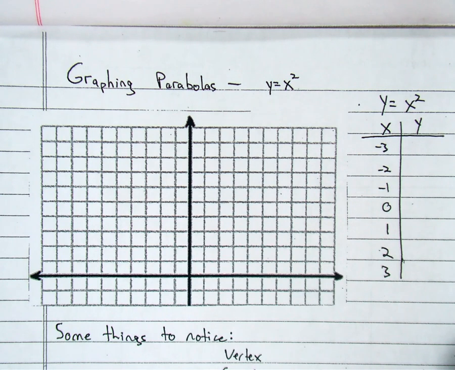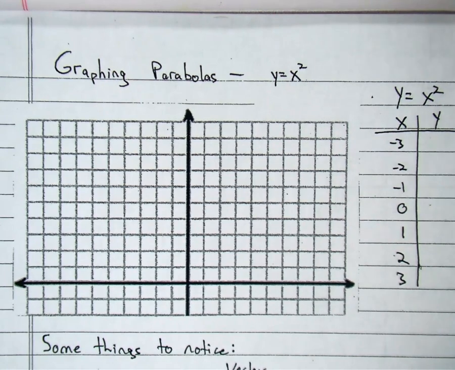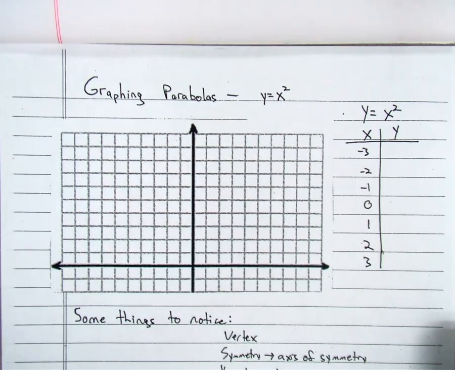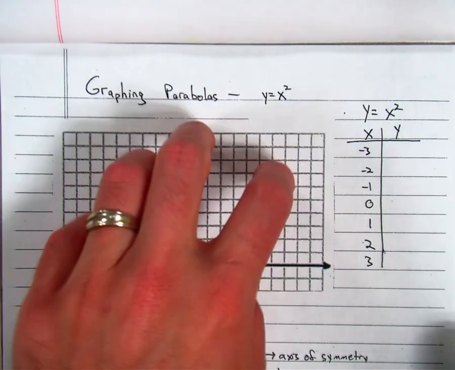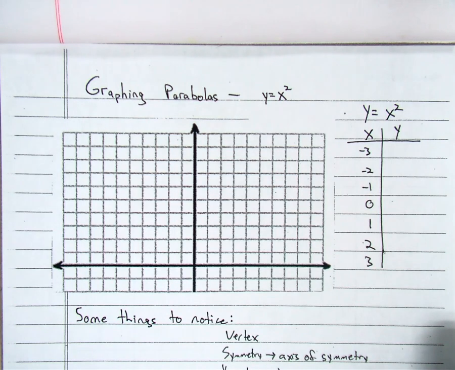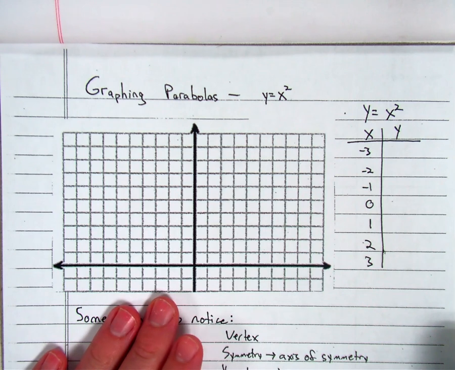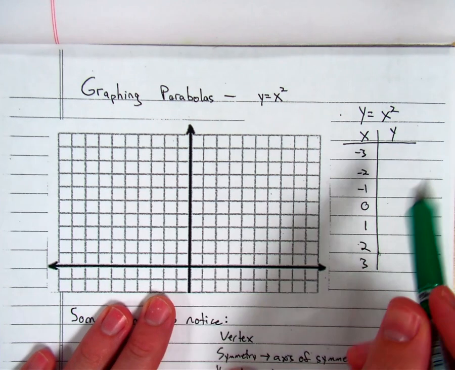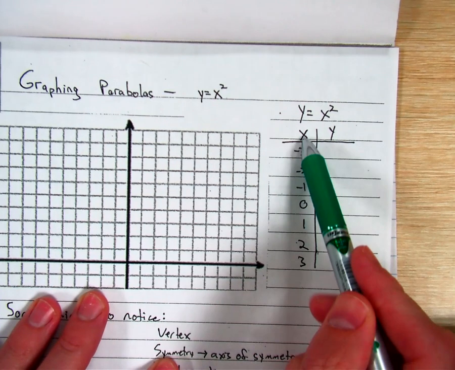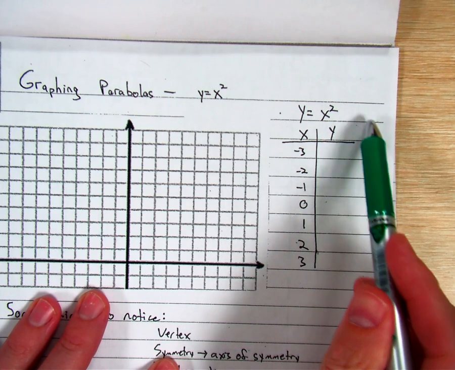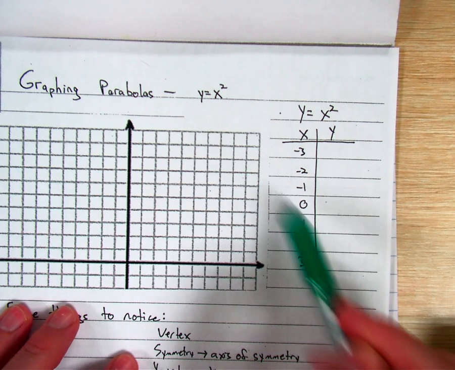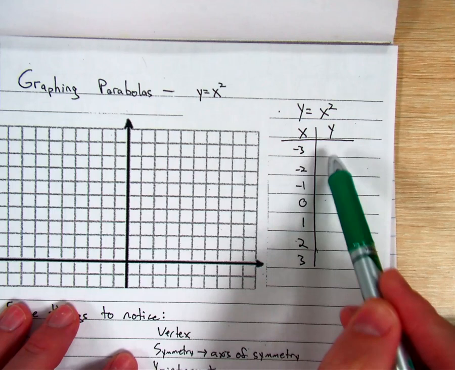Hello, Algebra 2. Here we are with graphing parabolas, day 1. We got a nice jumbo graph up here. We're going to go over the basics of graphing y equals x squared, and we're going to start off with the t-chart. We're going to be plugging these points into x squared, getting our y coordinates, and we're going to come over here and plot them out.